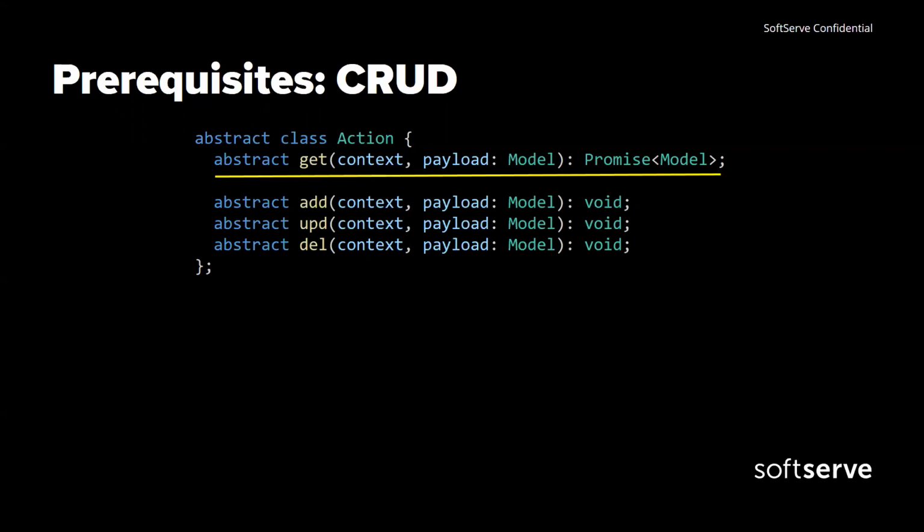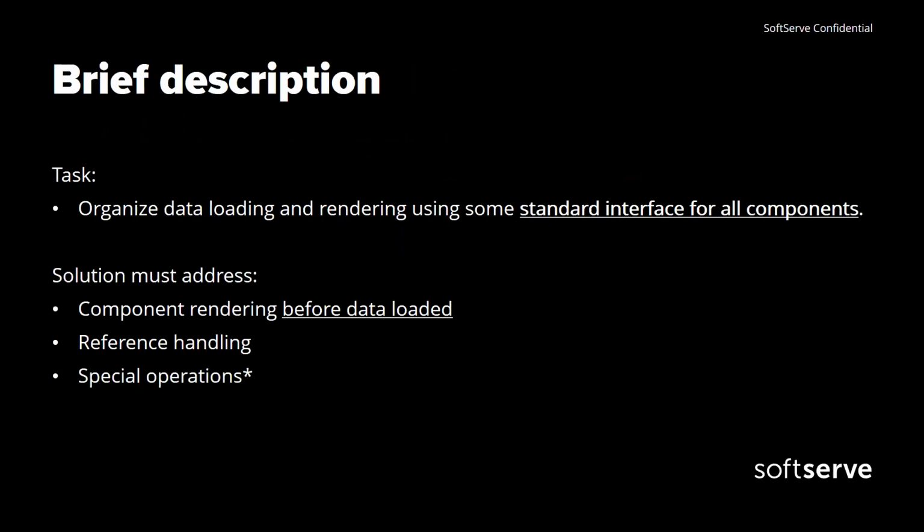Great. So we are already acquainted with the structure of our store, and now we can go to the description of the solution we're going to propose in this presentation. Here is a brief description. We are going to organize the data loading and rendering using a standard interface for all components. Our solution must address component rendering before the data is loaded. It must address reference handling. We were talking about those references. And it must address some special operations. I'm going to mention them a little bit later.